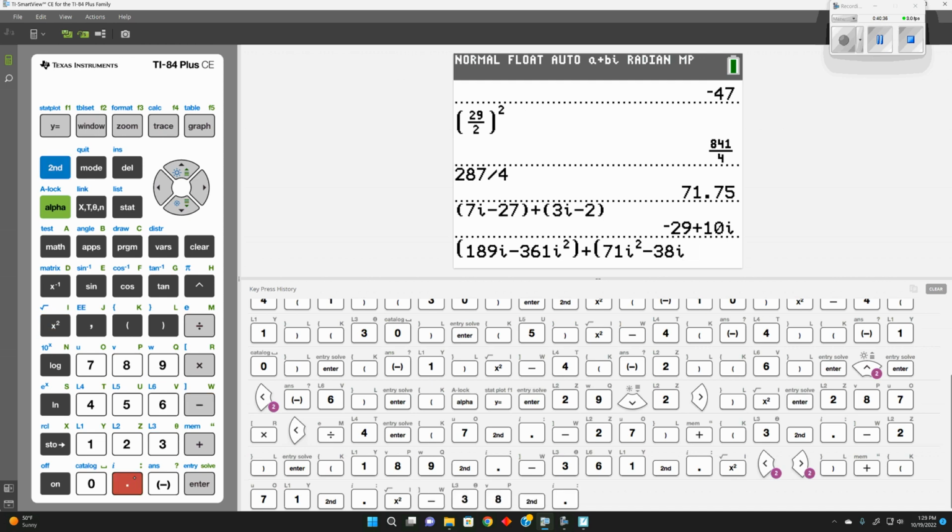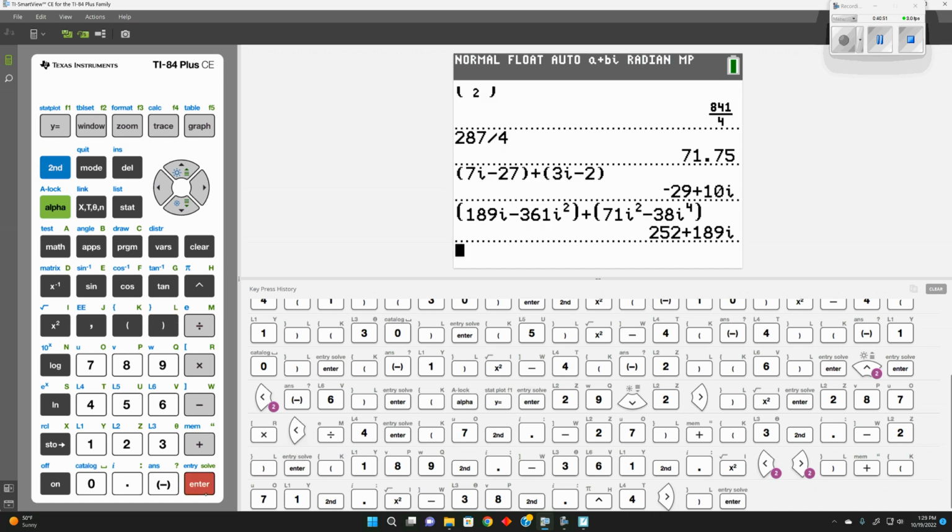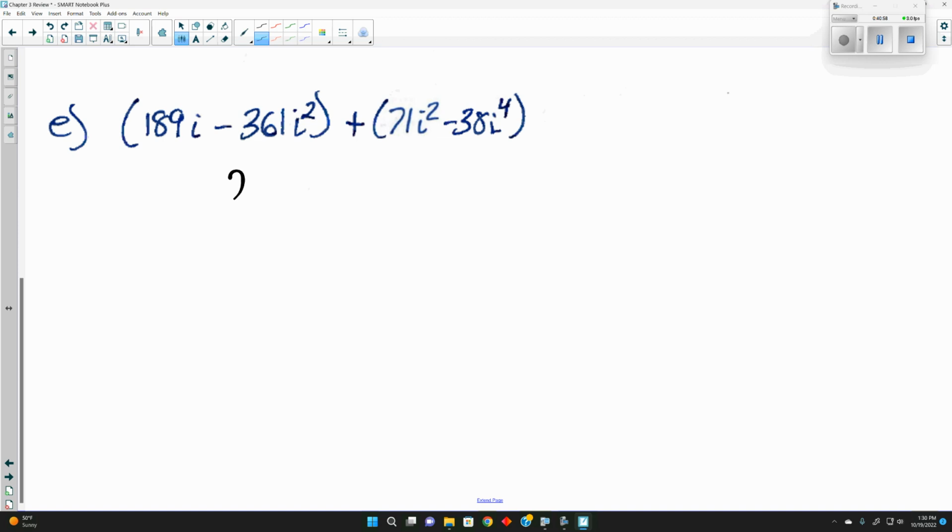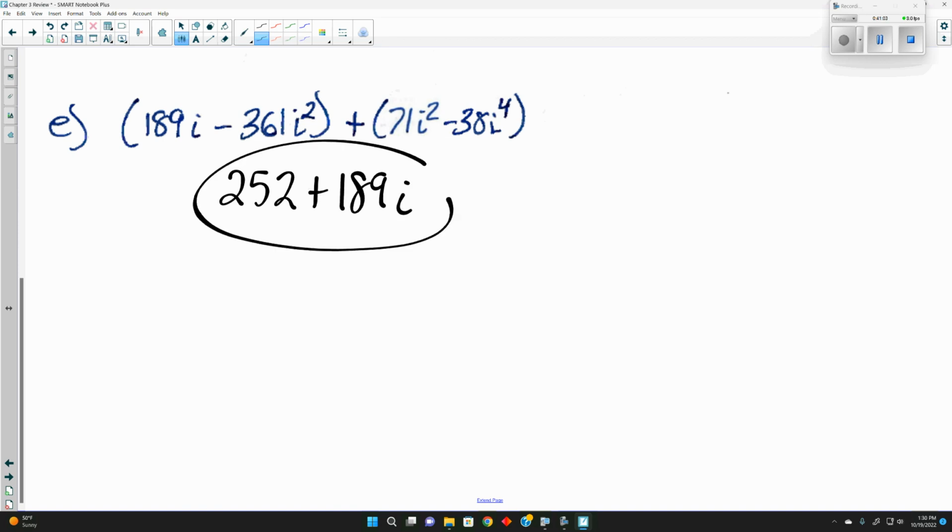The other way we can do it is what I call the caret key. It's just an exponent key, 4. But anytime you use it, make sure to arrow out of the exponent because it stays up there. Otherwise, you might type everything else in there. But it simplifies it to 252 plus 189i. Any other questions on these addition or subtraction?